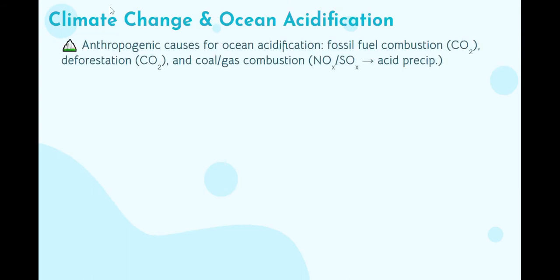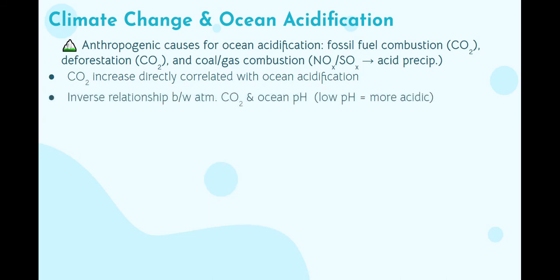Climate change and acidification. Anthropogenic causes of ocean acidification, as we've seen before: fossil fuel consumption and deforestation, which lead to CO2 due to the burning; coal and gas combustion, where the nitrates and sulfates lead to acid precipitation. CO2 increase is directly correlated with ocean acidification.